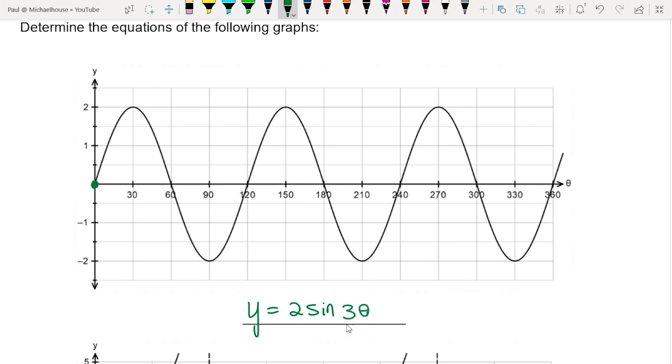Because it's doing 3 waves in 360 degrees, its period, remember, is 360 divided by 3, which is in fact 120, and we can see that exactly here. After 120 degrees, it's done one cycle, one wave. Double that, 240, it's done a second one. Triple that, 360, it's done a third one.